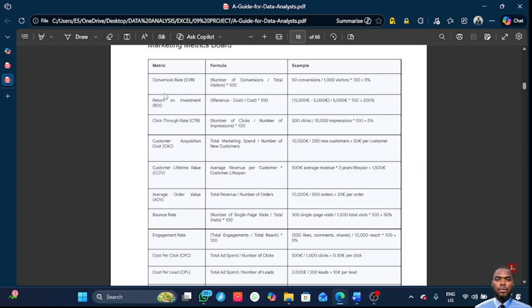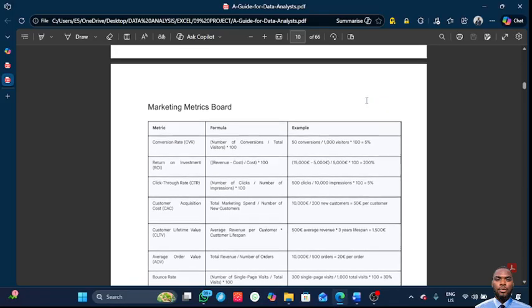For example, conversion rate is unique to anything that has to do with marketing or sales. We have what's called return on investment. These are some success metrics. Click-through rates. You see their definition and how to use them.